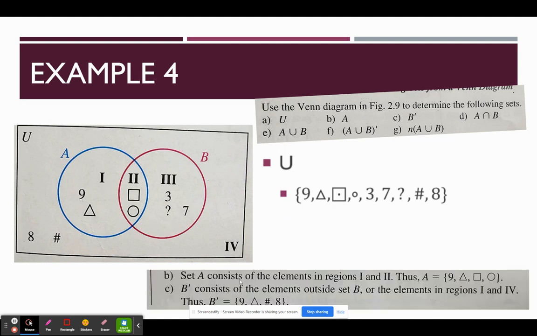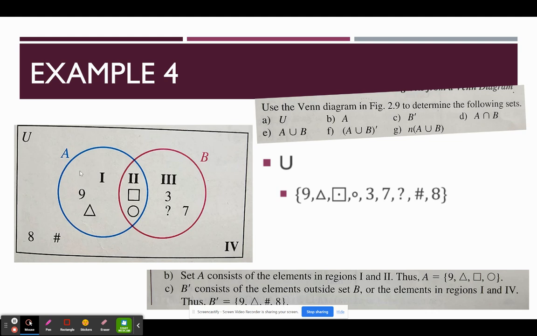So you can see set A consists of the elements in regions 1 and 2. So that's all the things that are part of set A. So it's the 9, the triangle, the square, and the circle. The complement of set B consists of the elements outside of set B.